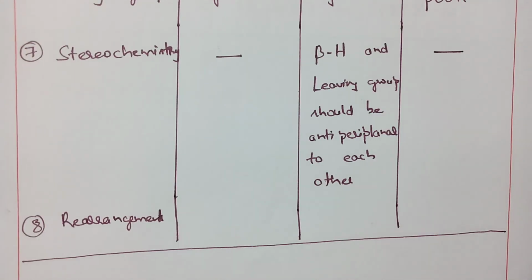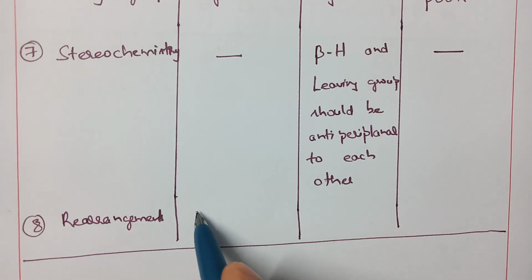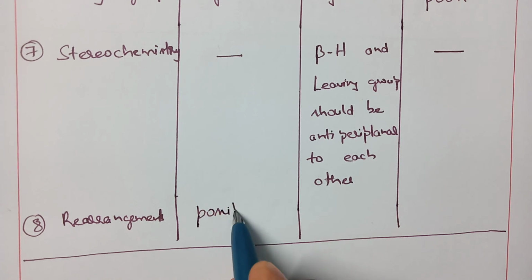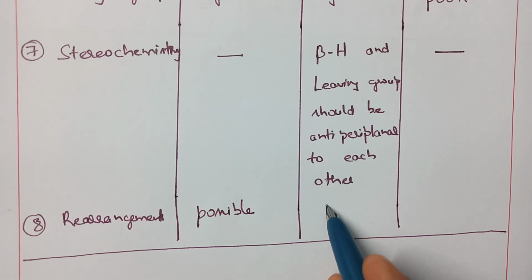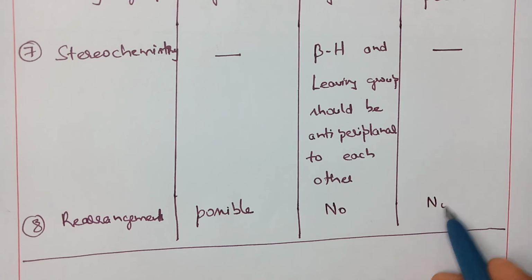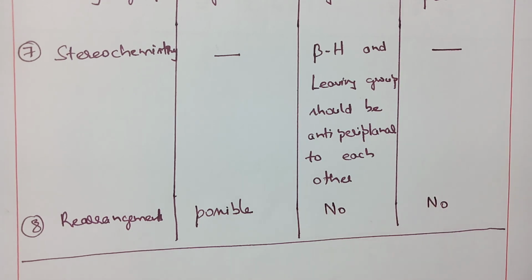Last point, rearrangements. Because a carbocation intermediate is formed in E1, there is a possibility of rearrangements. Here in E2 there is no chance of rearrangements, and in E1cB also there is no chance of rearrangements. So these are the main differences between E1, E2 and E1cB mechanisms.